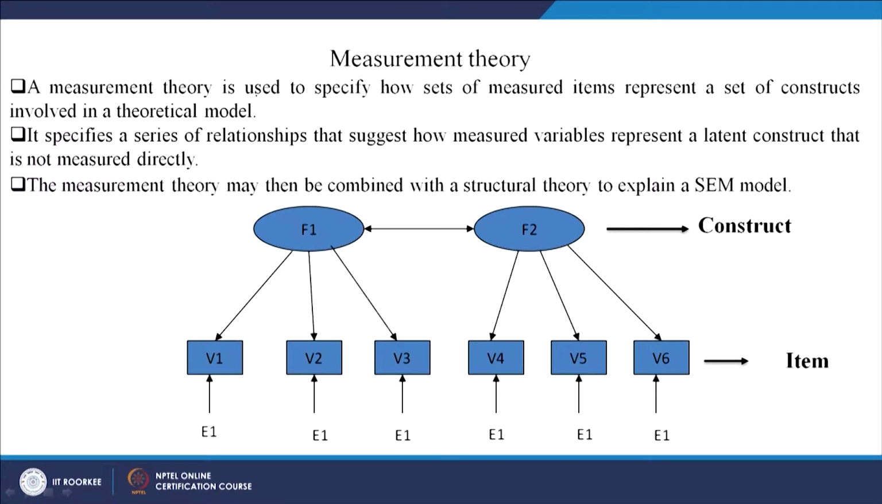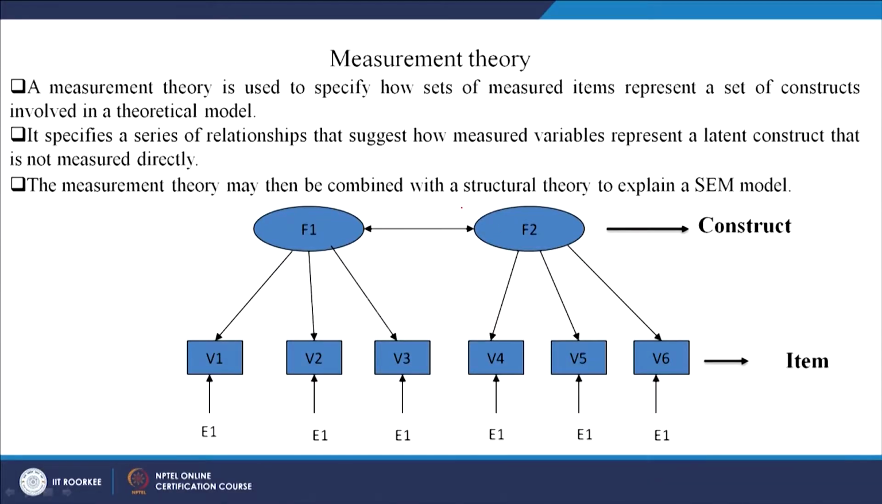A measurement theory is used to specify how sets of measured items represent a set of constructs involved in the theoretical model. In this case there are two constructs, F1 and F2, and remember, CFA is a covariance model. Now, what is a covariance? The difference between a covariance and correlation, I think is understood by now. In the earlier classes also we have discussed many times. A correlation is nothing but a standardized covariance.